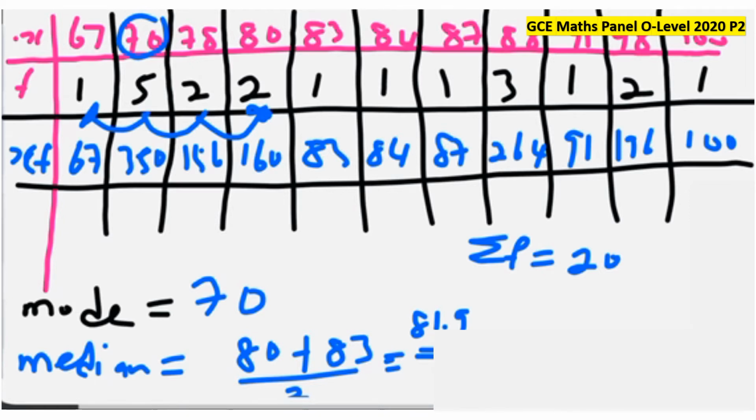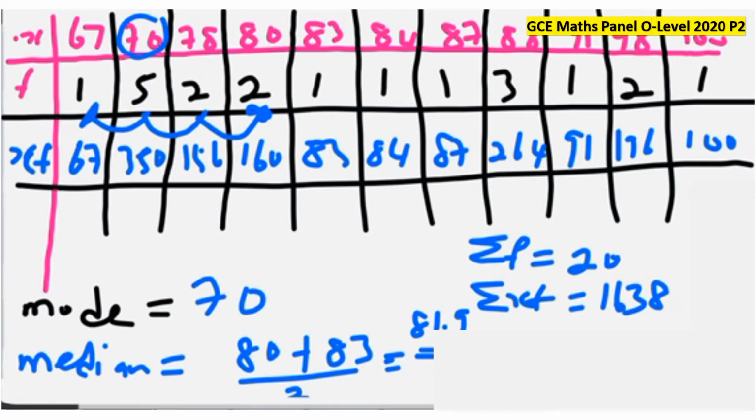When we sum all, we will have the summation of each score times the frequency. The sum of all of that will give us 1,638. All right, let me move to the next page.